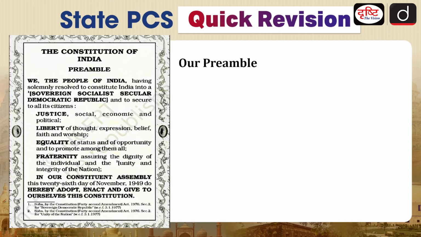Okay. Moving further, if we talk about the preamble, you know that this is the document in front of you, that is called preamble, and it is talking about from where we are deriving the authority. That is from the people of India. If you read the preamble, it is saying that we, the people of India, having solemnly resolved to constitute India into a sovereign, socialist, secular, democratic republic.